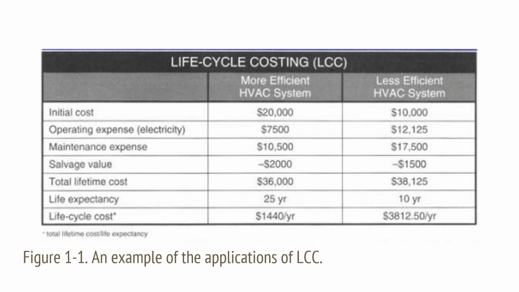This is an example of the applications of life cycle costing. So we have a more efficient and less efficient HVAC system. And while the less efficient HVAC system initially costs less, you see that in the long run, it actually ends up costing more just from maintenance costs, operating expenses, and general nickel and dime paper cuts that begin to whittle down your budget over time. Whereas the more efficient HVAC system might not look as desirable at first, you can see that it actually saves you $2,000 in the long run just from those energy expenses and maintenance costs being less.